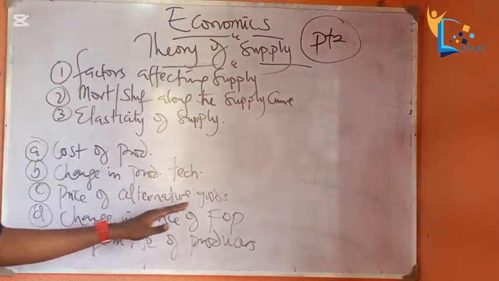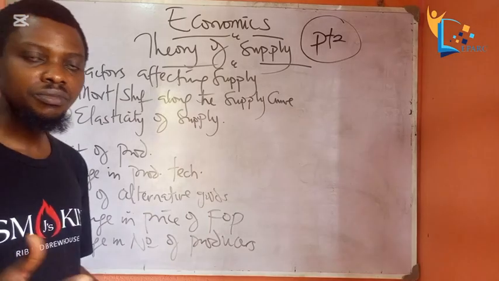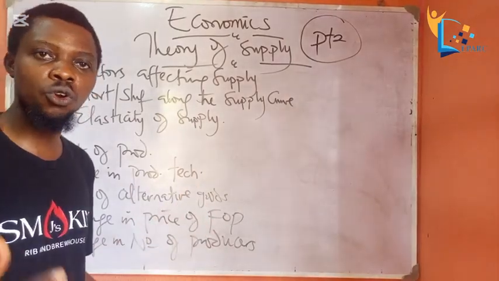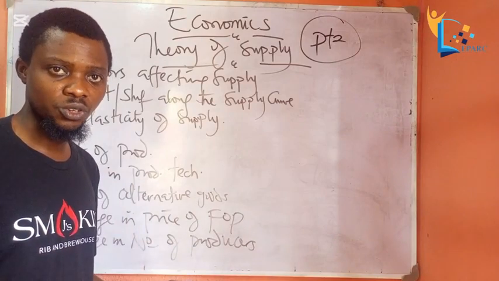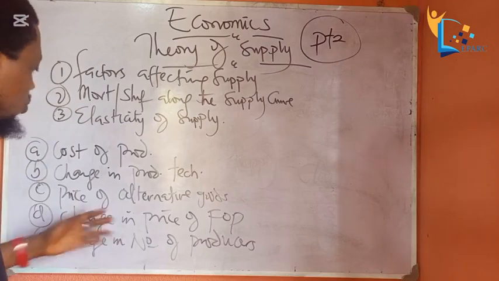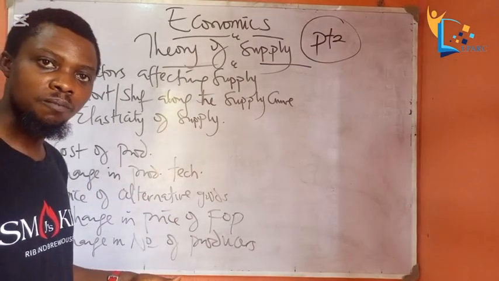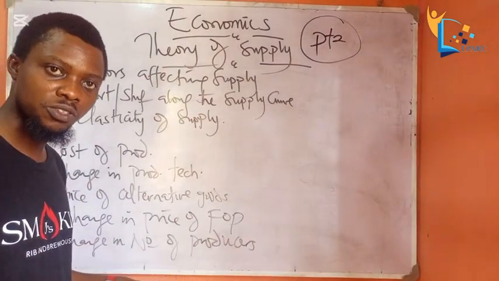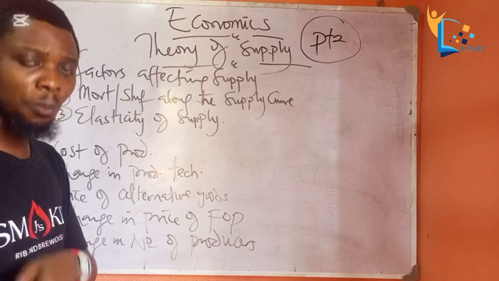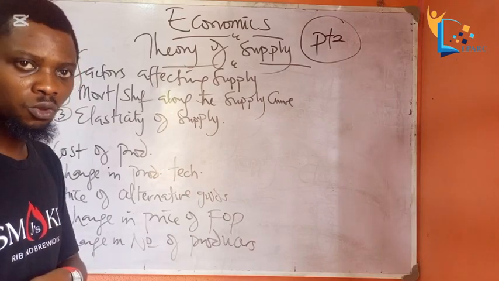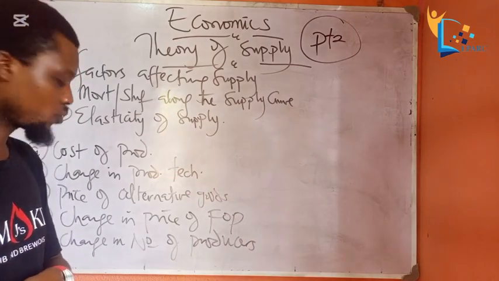Then we have price of alternative goods. We are referring to close substitutes. Do you understand? When there's an increase in the price of one close substitute, it's definitely going to affect the price and the quantity supplied of the other close substitute, the other commodity. Do you understand?